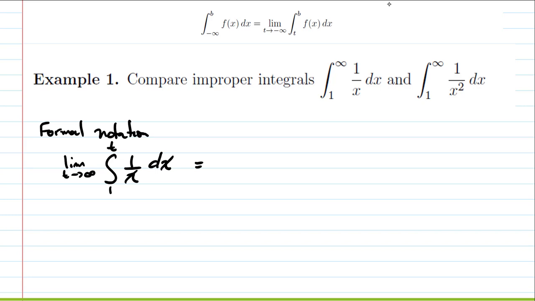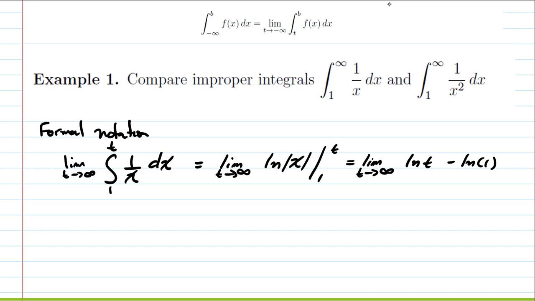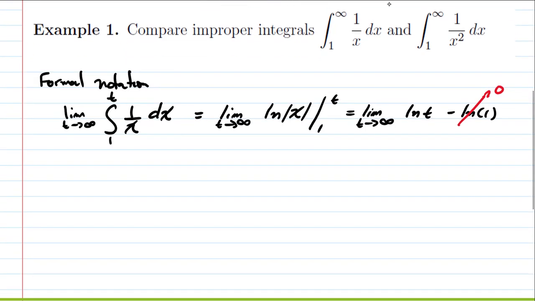So then we know how to calculate the antiderivative of this. So our limit comes along for the ride. The limit as t goes to infinity of the natural logarithm of the absolute value of x evaluated from 1 to t. Sorry, this one's an x. I'm getting too excited. That will be a t in the next step. So now I evaluate at t, so I get the natural logarithm of t minus the natural logarithm of 1, and the natural logarithm of 1 is 0. So then we get the limit as t goes to infinity of the natural logarithm of t.